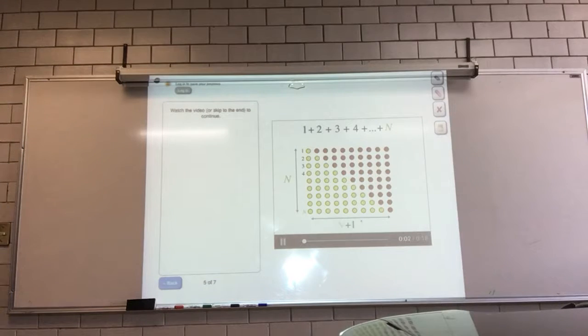Yes, there are n plus 1 columns. If you look at the bottom row, there are n yellow circles, and then one more orange circle over here, giving us n plus 1 columns in total. How many circles of any color are there in this rectangle?